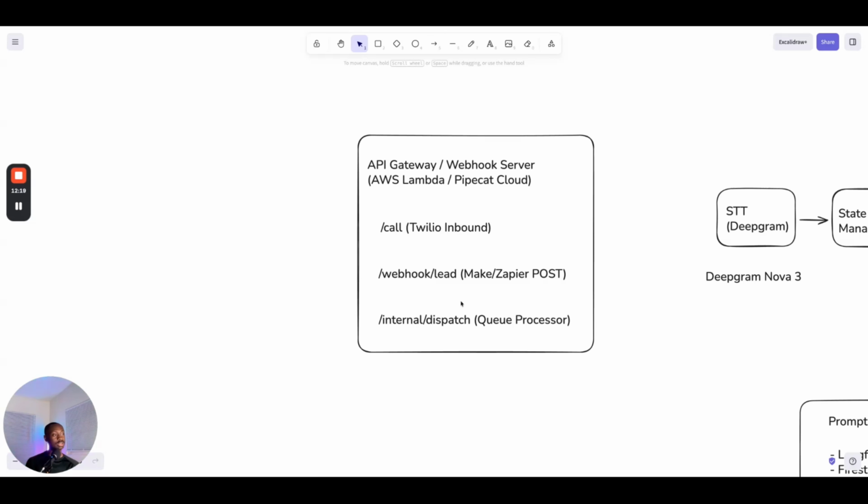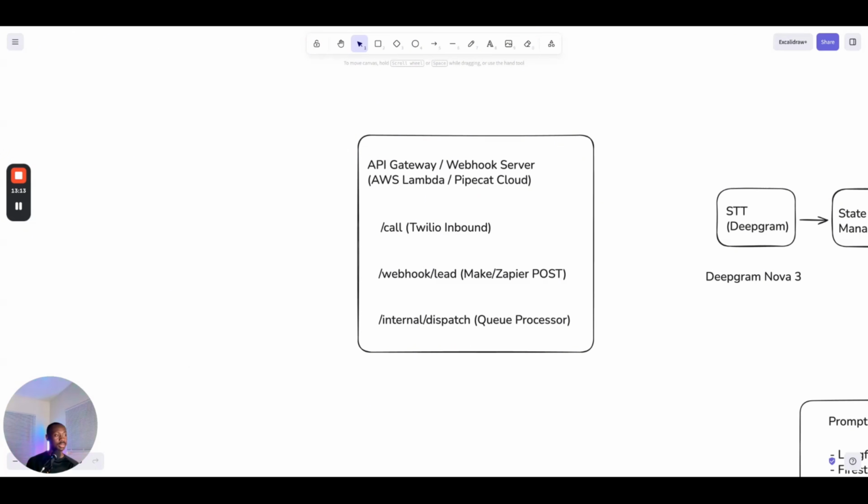Outbound call goes to this endpoint. I have Make and Zapier here, but I'm slowly migrating over to Go High Level just to handle that automation on that end for form fills. And then also in AWS Lambda, I have another endpoint, which is a queue processor. So let's say our AI bot calls someone, but they don't pick up, we're probably going to send an SMS. If someone doesn't respond to that SMS, we want to keep polling to see if they respond. And if they don't respond after a certain amount of time, we dispatch another SMS.